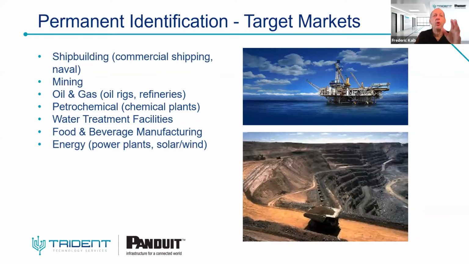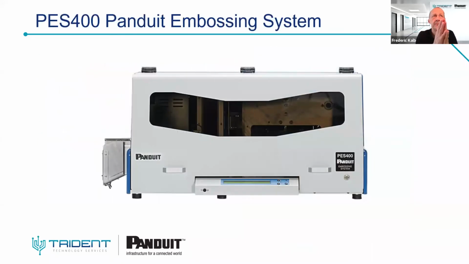And in all these types of markets, all the applications you can face there will need, let me say it that way, the usage of metal plates, metal tags in order to have a permanent identification for a long term. One of the solutions that we offer, it's not the only one, but it's the PES 400, the machine that you can see on the screen.